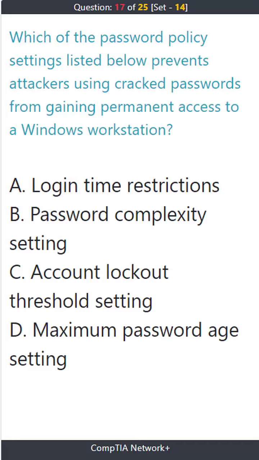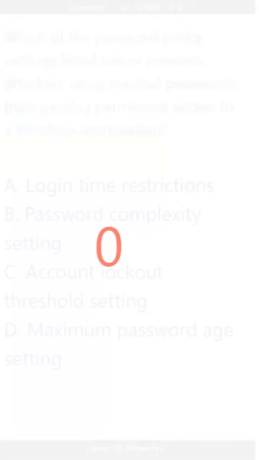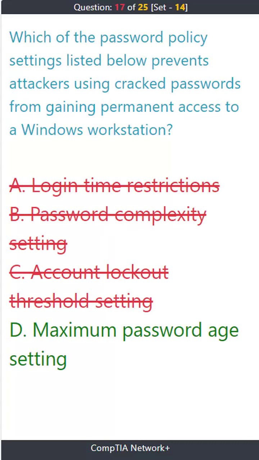Question 17. Which of the password policy settings listed below prevents attackers using cracked passwords from gaining permanent access to a Windows workstation? A. Login time restrictions. B. Password complexity setting. C. Account lockout threshold setting. D. Maximum password age setting. The correct answer is D, maximum password age setting.